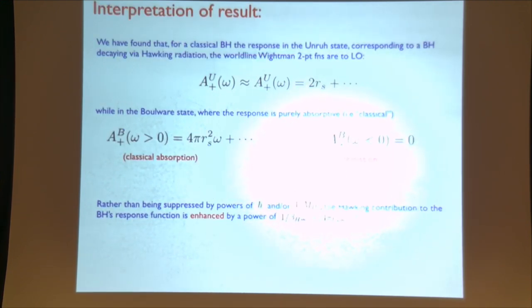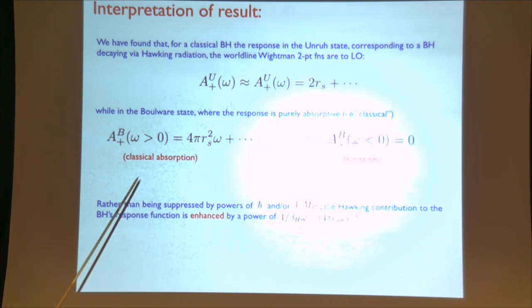And so now let me interpret, with the time. I'm running a little late, but I'll be done soon. So now let me interpret the result. This is what we found for the scalar in the Unruh state, at leading order. This is what we found in the Boulware state. Unruh is enhanced relative to Boulware. That's just the enhancement due to taking this low frequency limit of the Planck distribution.